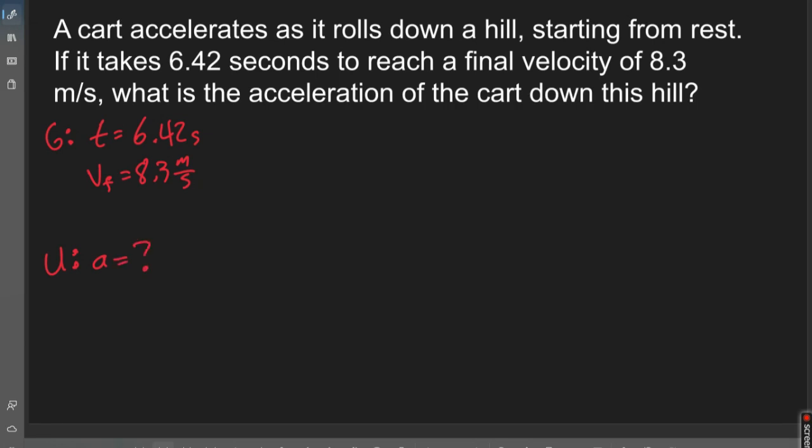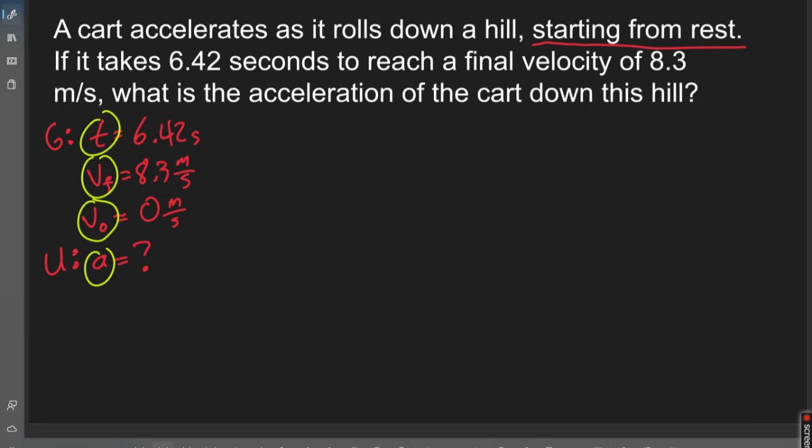What is the acceleration? Do we have an equation that relates these three things? Well, remember what I said: you typically need 3 to find the fourth. Here's our hidden given, starting from rest. Starting means at our initial time, and from rest means velocity is 0. So our initial velocity is 0 meters per second. That gives us our fourth.